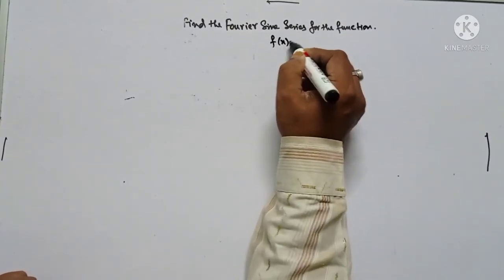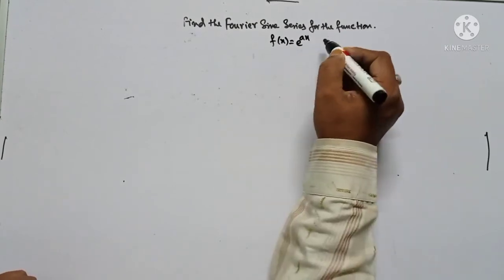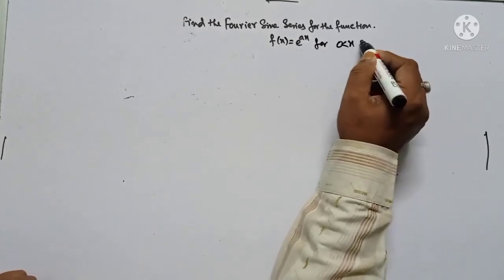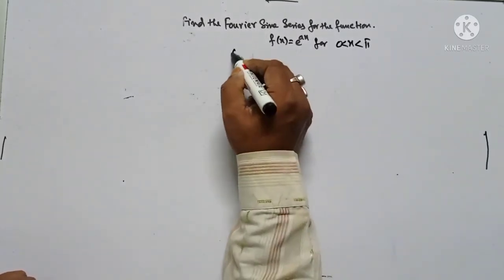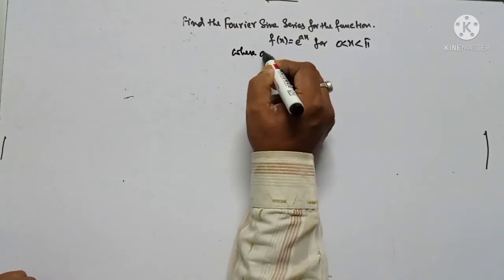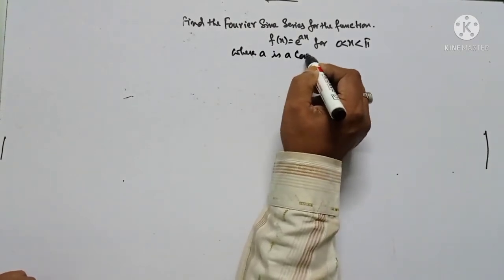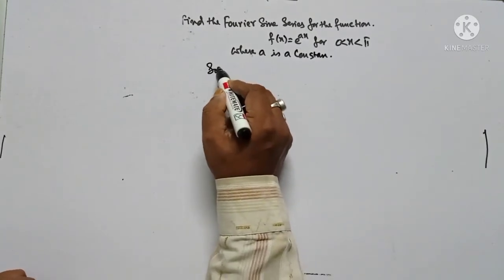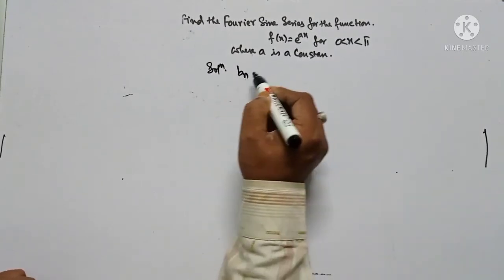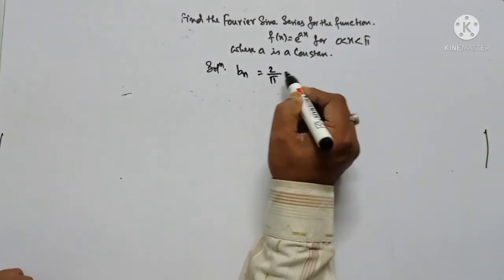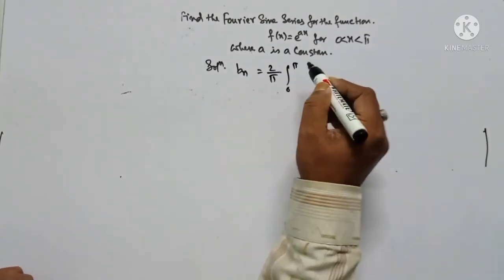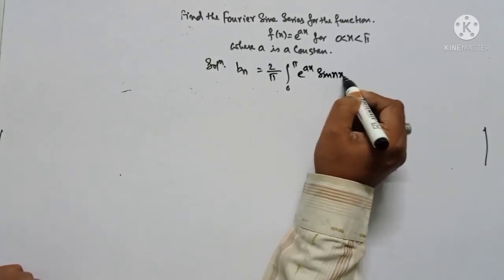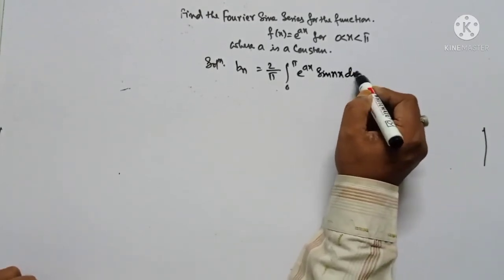f(x) is equal to e to the power of ax for x greater than 0 and less than pi, where a is a constant. So here your solution, that is bn, is 2 by pi, integral from 0 to pi of e to the power of ax sine nx dx.